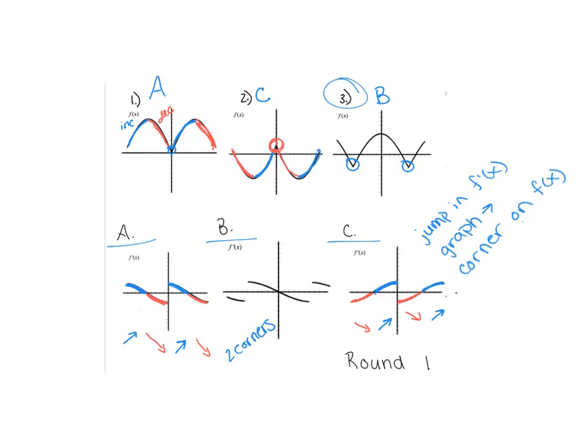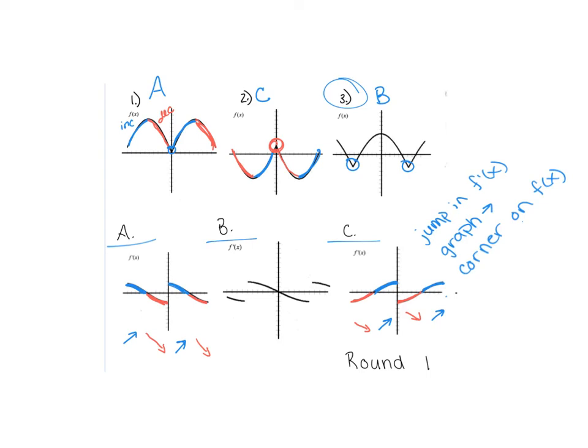So these are some of the things you want to look for. Jumps in the derivative is always a really good thing to identify first. Sometimes, like for graph B, we were able to get that. Then you want to start looking at positive and negative intervals on the derivative because that's going to line up with increasing and decreasing sections on the graph.